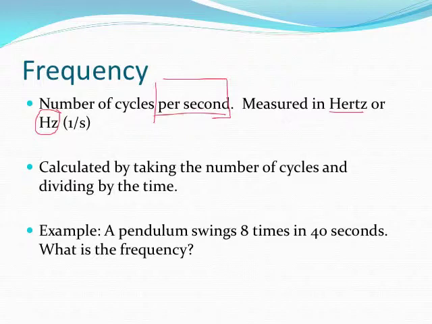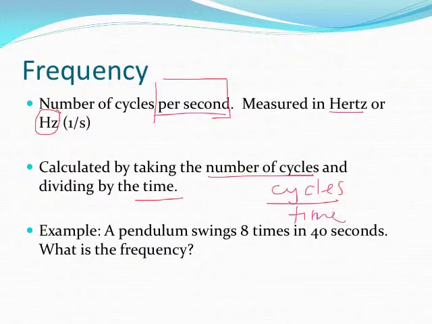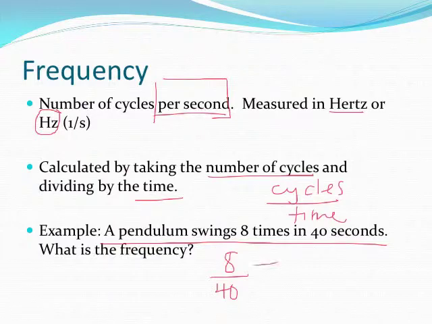So to calculate frequency, it's the exact opposite of period. You calculate by taking the number of cycles and dividing by the time. So cycles over time. You'll notice this looks familiar. We have a pendulum swinging 8 times in 40 seconds. This time, do you divide 8 by 40 or 40 by 8? It's frequency, so we do the opposite of what we did with period. We want our cycles, or our swings, on top, and our time on the bottom. So 8 divided by 40, if you plug that in the calculator, you get 0.2 hertz.